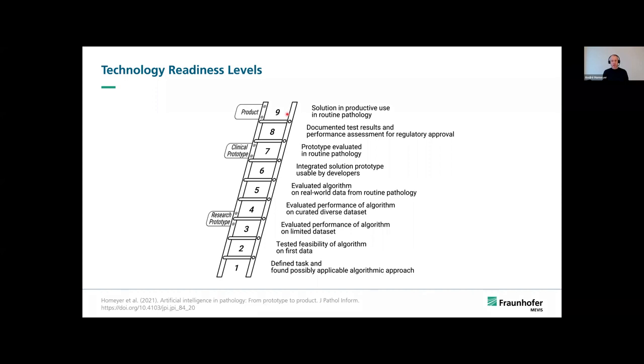We have adapted technology readiness levels to AI solutions in pathology. According to the system, a typical research prototype equals level 3 or 4, depending on the scope of its evaluation. A prototype with demonstrated clinical utility equals level 7, and the final product with regulatory approval equals level 9.